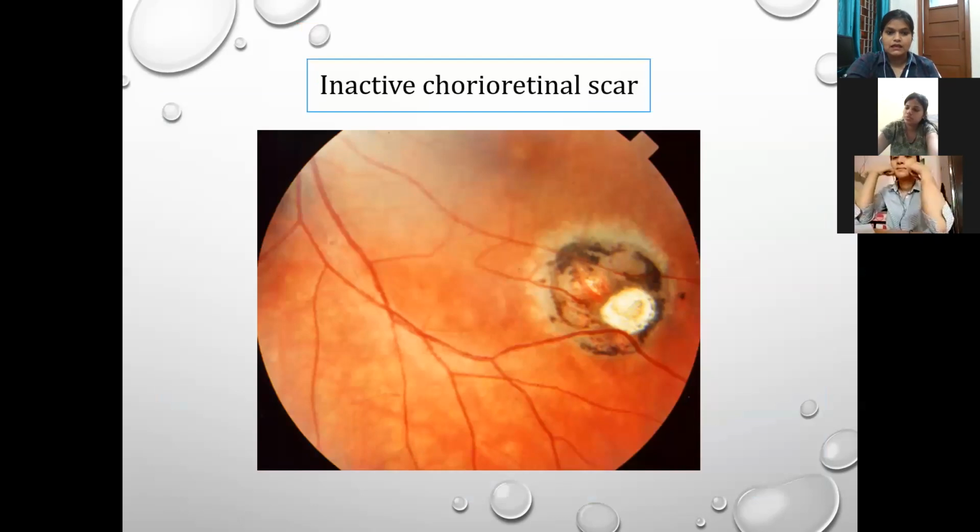Here, this is the inactive chorioretinal scar. Scar formation is there due to the inflammation. So this is the picture of the retinal inflammation.